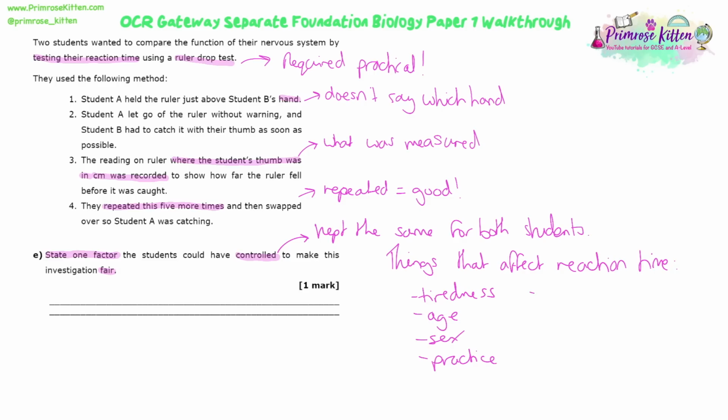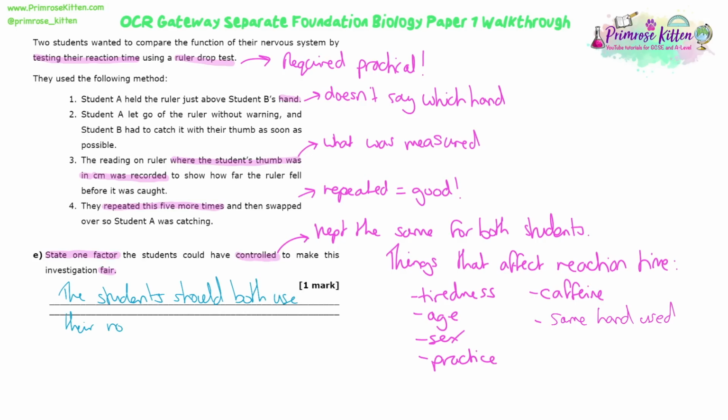In this case, that's linked to practice, but if you use a dominant hand, that's going to be stronger than a non-dominant hand, and you're used to catching things, so you'd expect your reaction time to maybe be faster with your dominant hand. So all of those can affect reaction time. I'm going to say the students should both use their non-dominant hand, but you could say they both need to be the same age, the same sex, both have not practiced before, or they both had to make sure they hadn't had different amounts of caffeine that day.